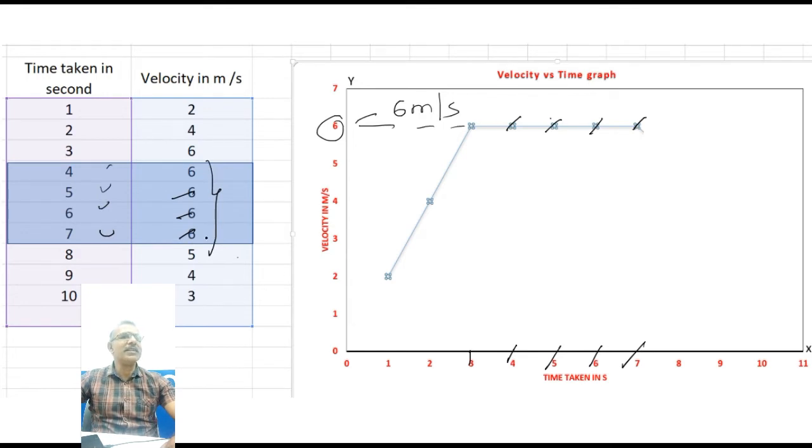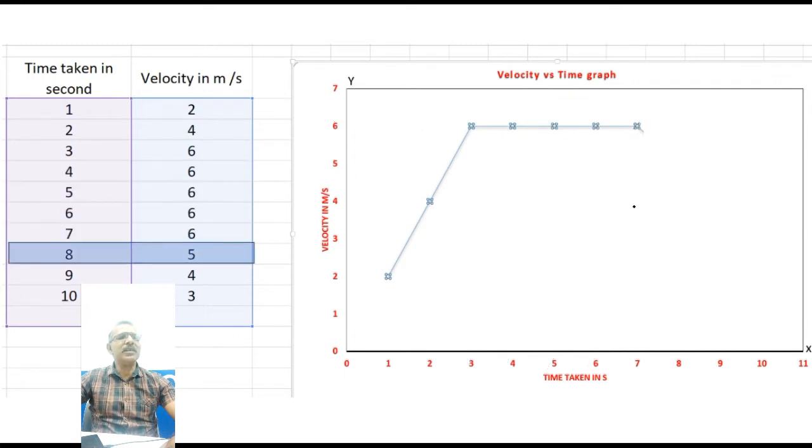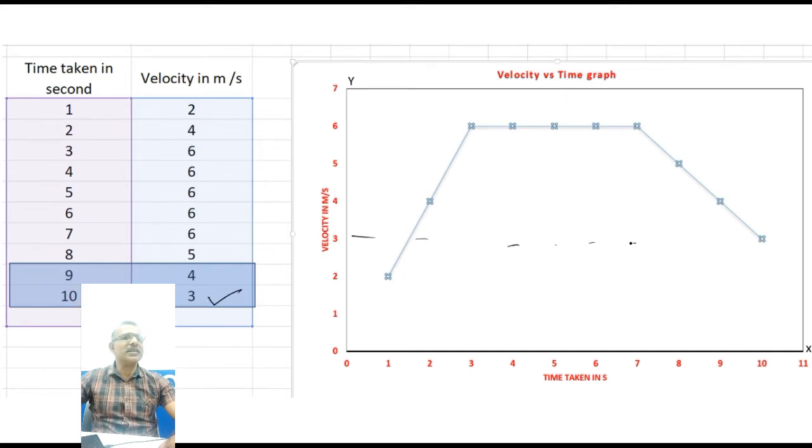After that, it started from 6 meters per second, it started reducing its velocity, and therefore somewhere on 8th here, it becomes 5 meters per second. It comes down, right? It comes down here, 8, and then it will still come down, and in 10th second, it is just 3 meters per second. So this is how we have to draw a graph, right?